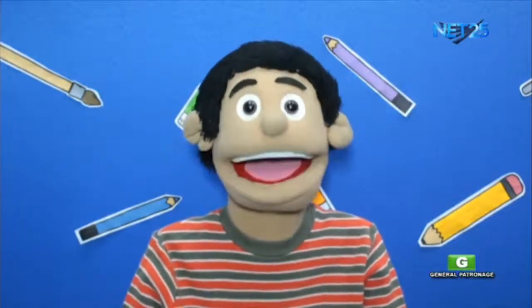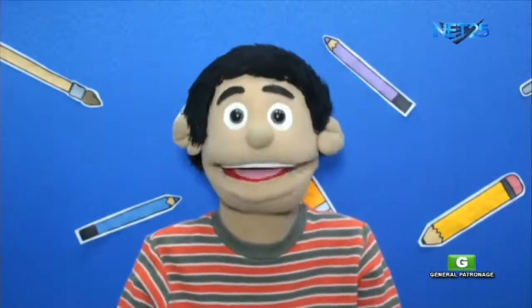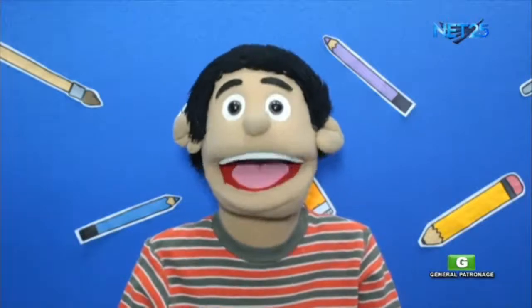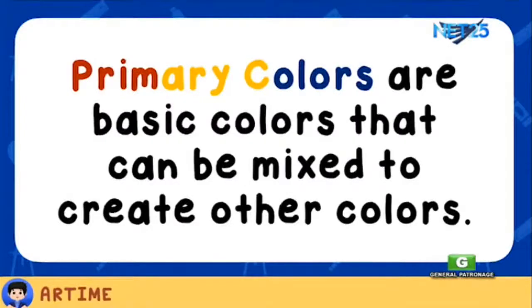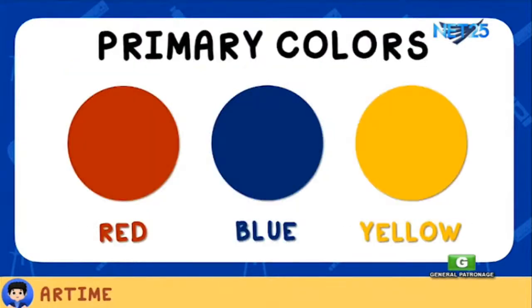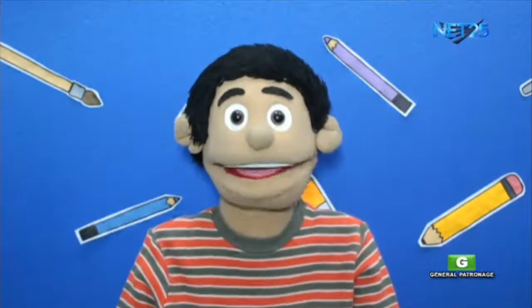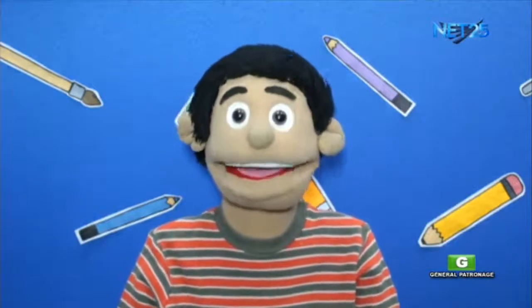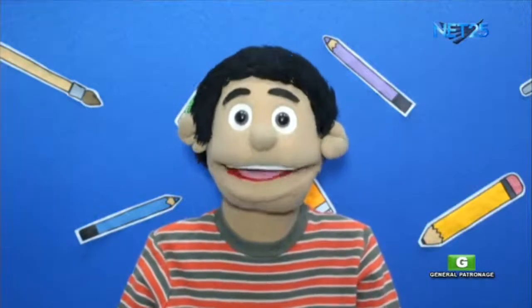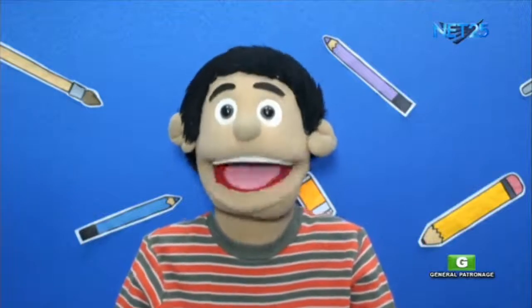Did you know that the color red belongs to a group called primary colors? Primary colors are basic colors that can be mixed to create other colors. There are 3 primary colors: red, blue, and yellow. Here are examples of objects that are usually primary colors: red, blue, and yellow.